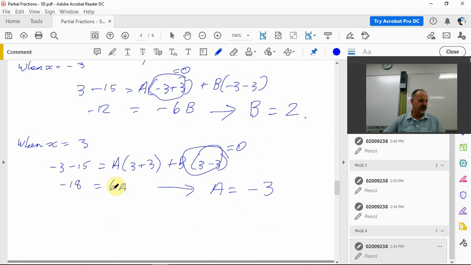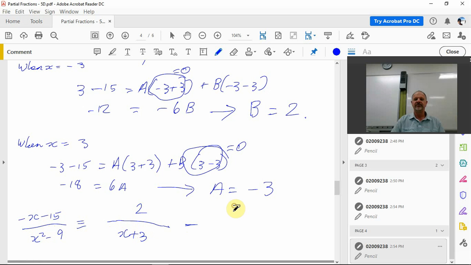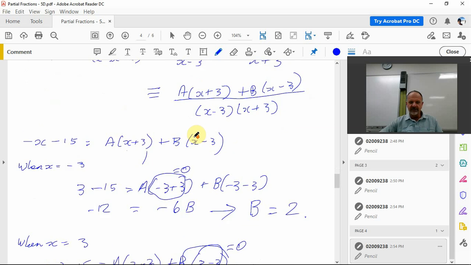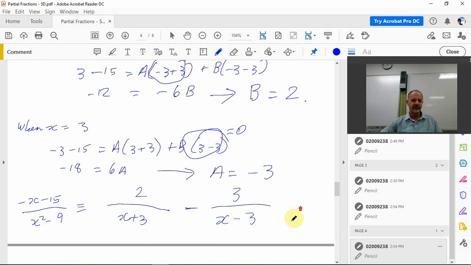So my equivalent fractions, negative x minus 15 over x squared minus 9, is equivalent to a, well, I'm going to swap them around. I'm going to write them the other way around, just because I can then put the negative here. I think that's right. Yeah, the a is over the minus 3. All right, and so there's that, if it's not factorised.